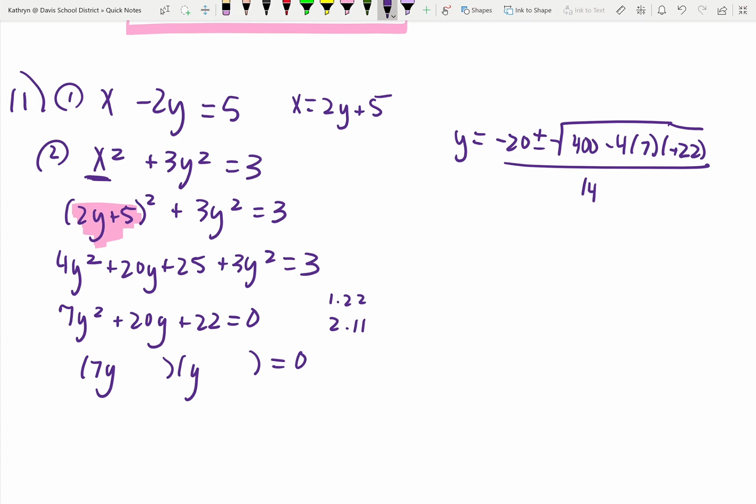So I don't have the answer key in front of me, unfortunately. It is pretty strange. So I have y equals negative 20 plus or minus the square root of negative 216 over 14. I feel like maybe I did that wrong. 28 times 22. Nope, I did not. Okay, so let me just look over it really fast.